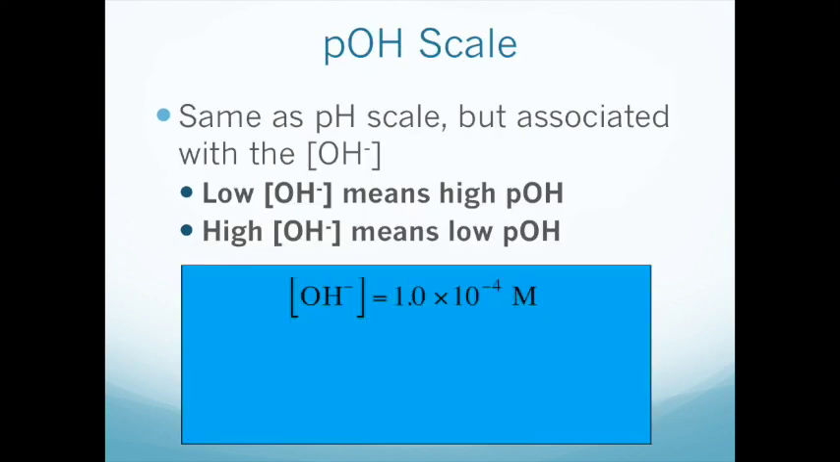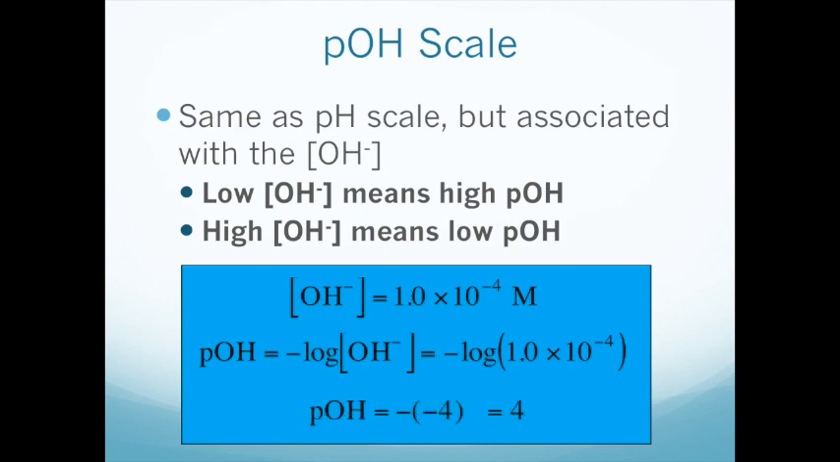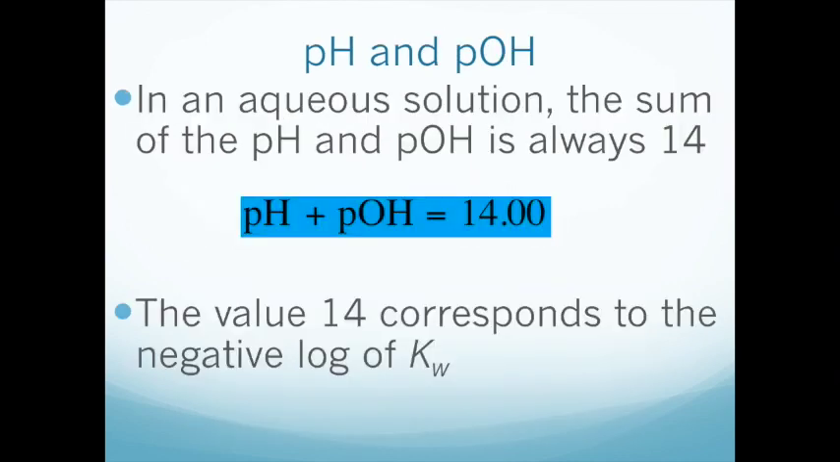Concurrent with the pH scale is something called the pOH scale, which, as you can imagine, measures the OH minus concentration. So it's the opposite of the pH scale. A low OH minus concentration is a high pOH, and a high OH minus concentration is a low pOH. So if you have an OH minus concentration of 1 times 10 to the minus 4, then the pOH will be 4, because it's just like pH. And the sum of the pH and the pOH is always 14, because the water constant has an exponent of 14, or minus 14.